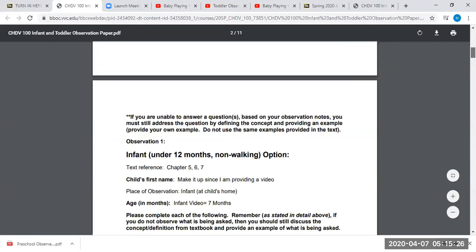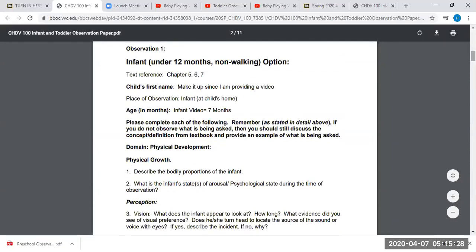If you choose the infant one, you're going to be looking at chapters 5, 6, and 7 to get a lot of your information. Since we are watching the video, you're going to make the child's name up, whatever you want. It is done in the infant's home. I randomly found this on YouTube. The child is 7 months old.